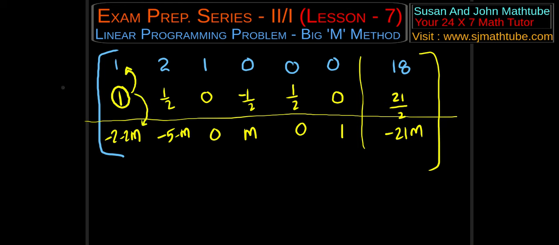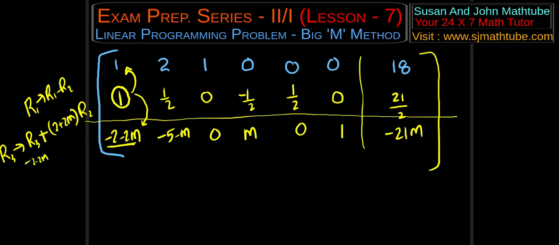So I'll write the operation. First operation is very easy because I can see 1 and 1. So R1 changes to R1 minus R2. And second operation is R3 changes to R3 plus 2 plus 2m into R2. Think about it. You want to make this 0. So minus 2 minus 2m plus 2 plus 2m. So that will give us 0.